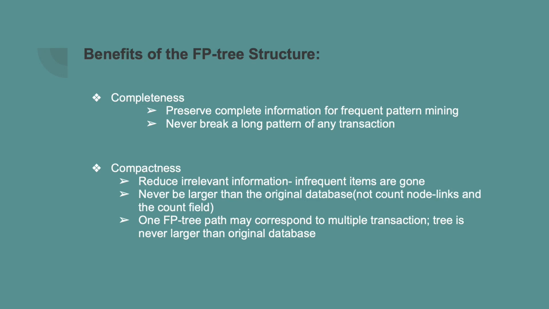Now I'm going to explain the benefits of the FP tree structure. Completeness: it preserves the complete information for frequent pattern mining and never breaks a long pattern of any transaction. Compactness: it reduces irrelevant information, and infrequent items are gone. It is never larger than the original database, not counting the node links and the count field. One FP tree path may correspond to multiple transactions. The tree is never larger than the original database.